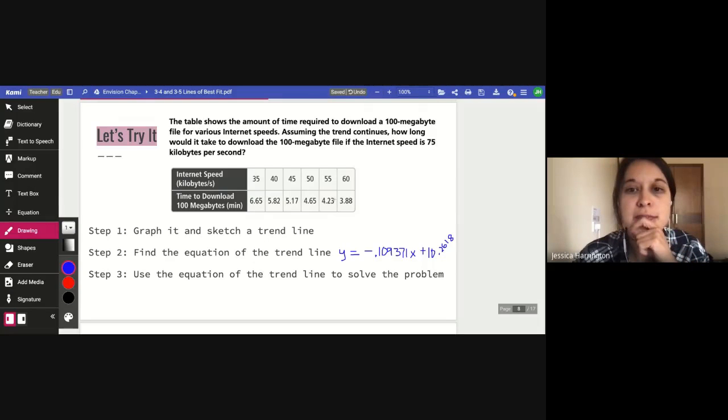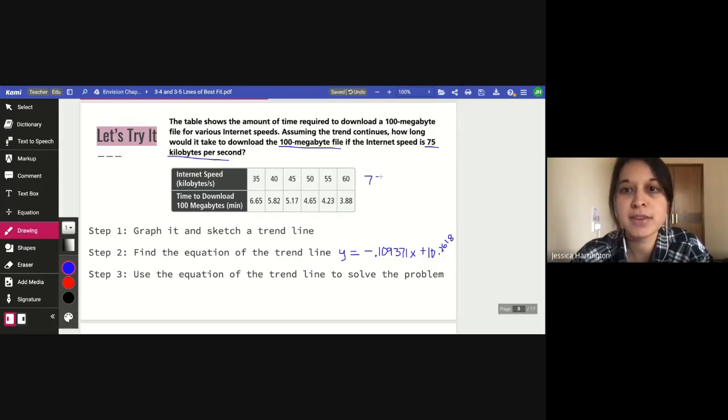So what does that mean? That means that every extra kilobyte of speed I have, the time it takes me to download 100 megabytes decreases by 0.109371 minutes. Okay. So now it says use the equation of the trend line to solve the problem. They want me to find how long it would take to download a 100 megabyte file if the speed is 75 kilobytes per second.